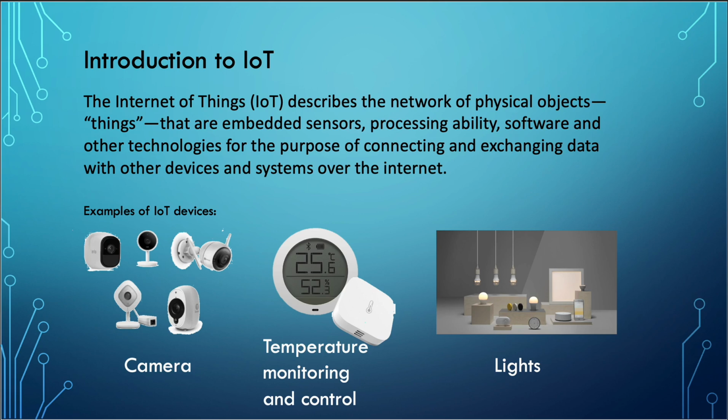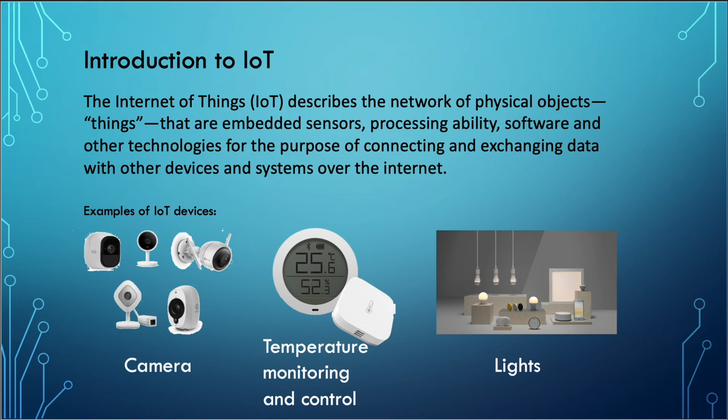Initially we took an introduction to IoT. The Internet of Things describes a network of physical objects, in this case things, that are embedded with sensors, processing ability, actuators, software and other technologies for the purpose of connecting and exchanging data with other devices, or again things in IoT, other physical objects and systems over the internet.